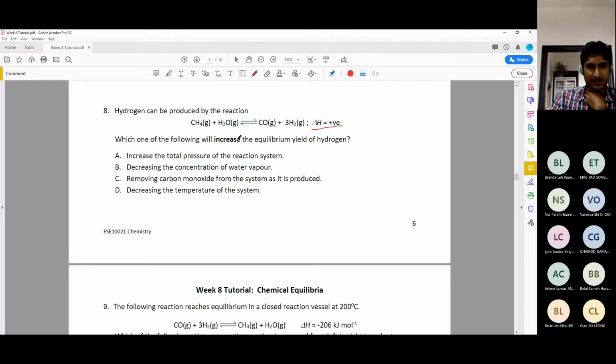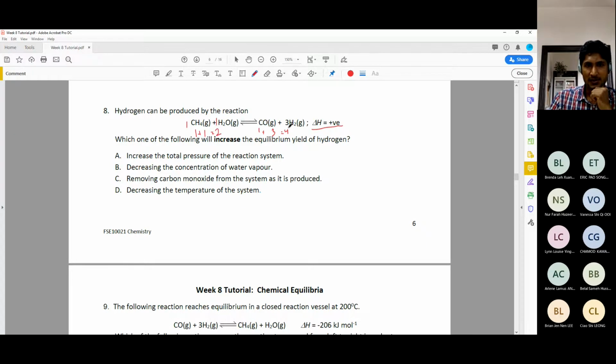According to Le Chatelier's principle, the reaction will move towards the side where it has fewer moles, or fewer particles, if we increase the pressure in the vessel, right? So which side has fewer particles? This is 1 plus 1, 2. Here, 1 plus 3, 4. Right, this is 2, this is 4.